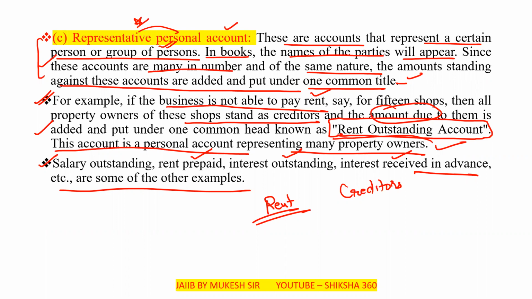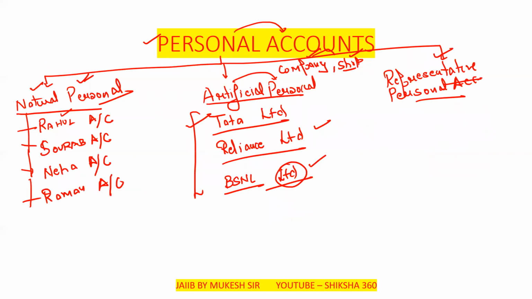Now we have to discuss one rule regarding that. There are some rules regarding these accounts. First of all, we have to discuss the rule regarding the personal account. Regarding the personal account, there is one golden rule, which we have to apply everywhere.